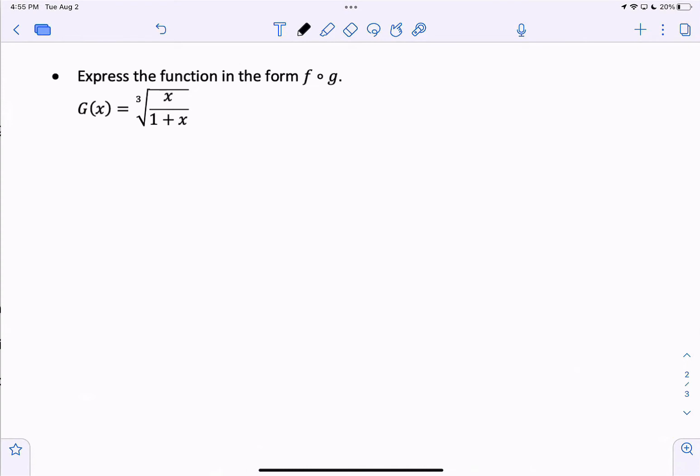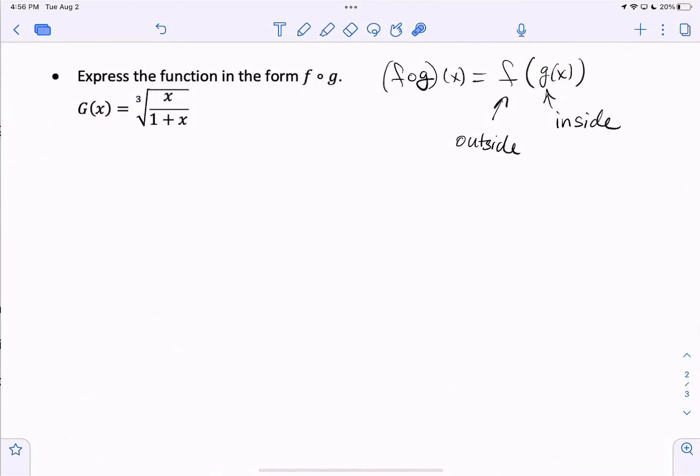Having seen composition of functions, we are now going to decompose the function. We're asked to express the function in the form f composed with g, where g of x is equal to the cube root of x over 1 plus x. Remember that f composed with g of x is equal to f of g of x. And we tend to think of things in terms of an outside function and an inside function.